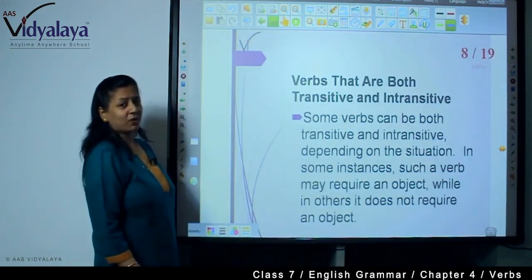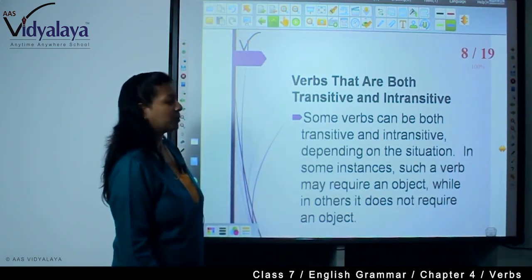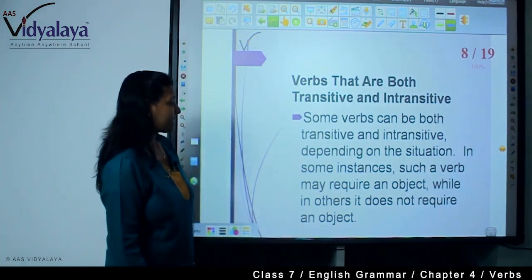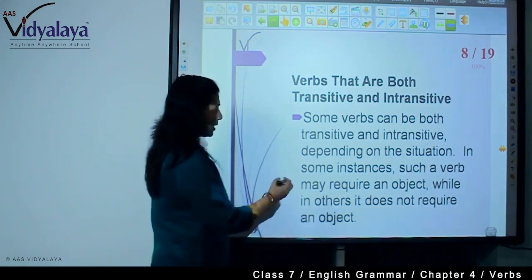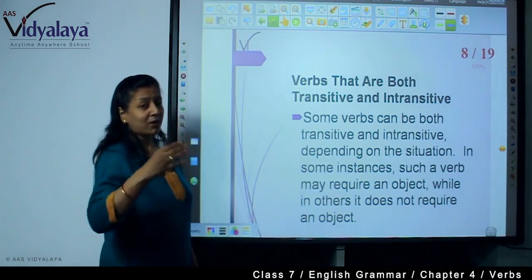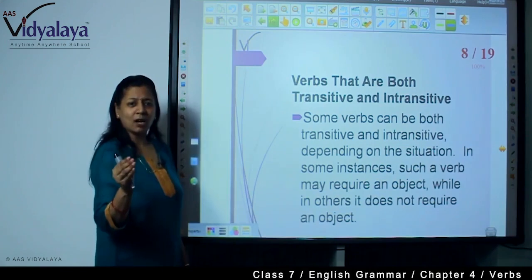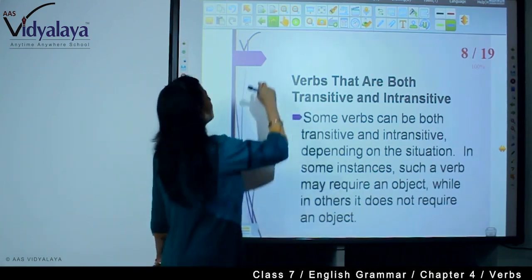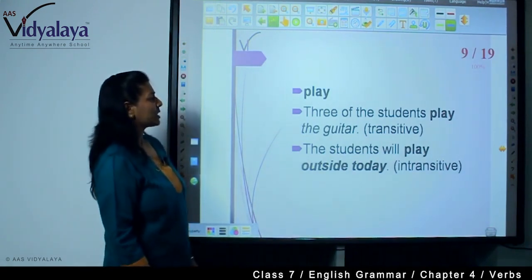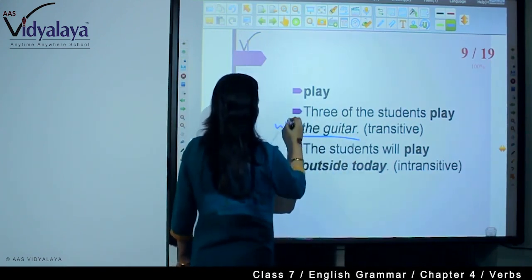Now, there are many verbs which are both transitive and intransitive. Some verbs can be both transitive and intransitive depending on the situation. In some instances, such a verb may require an object, while in others it does not. If a verb requires an object, then that is a transitive verb. If the verb doesn't require an object, then this is an intransitive verb. Now, the word play. Three of the students play the guitar. Play what? The guitar.